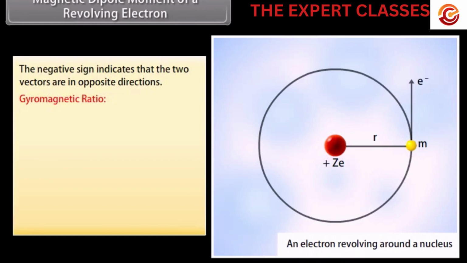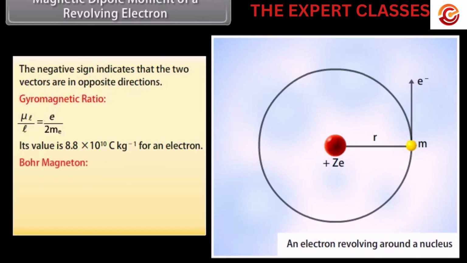Gyromagnetic ratio. Mu_L upon L is equal to e upon 2 m_e. Its value is 8.8 into 10 raised to the power 10 coulomb per kilogram for an electron. Bohr magneton. Mu_B is equal to e h upon 4 pi m_e. Its value is constant and equals 9.27 into 10 raised to the power minus 24 ampere meter square.